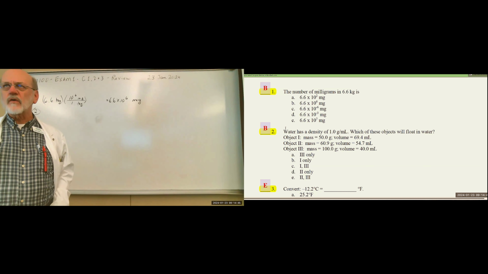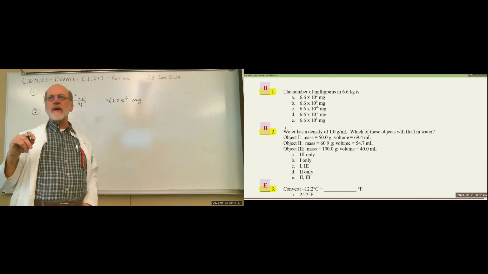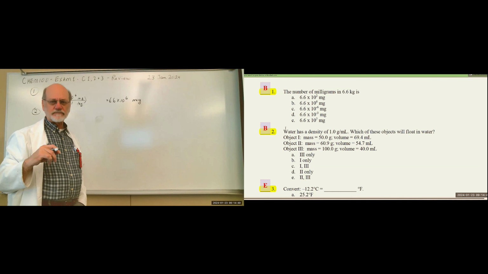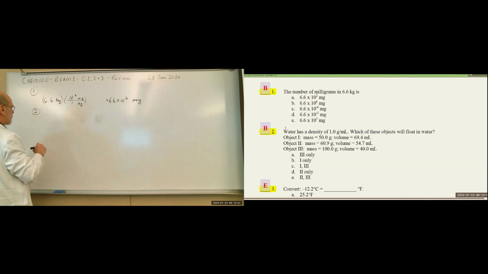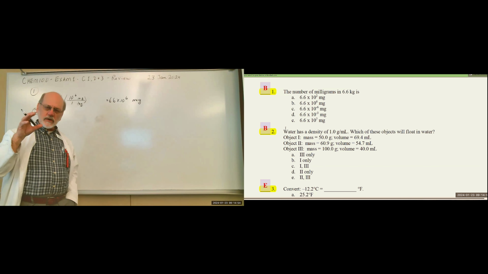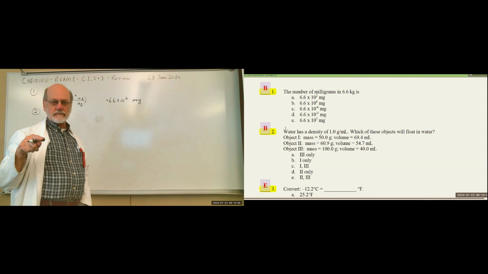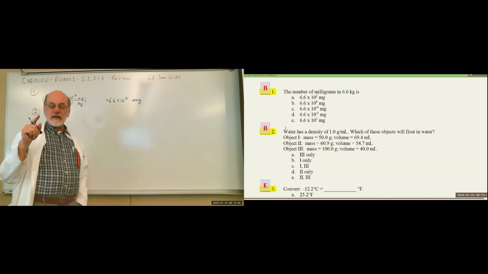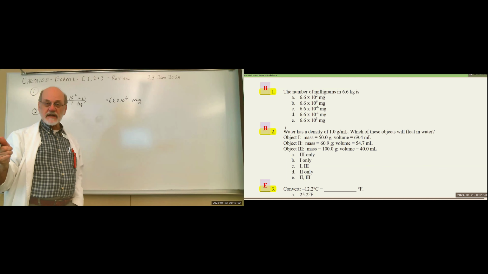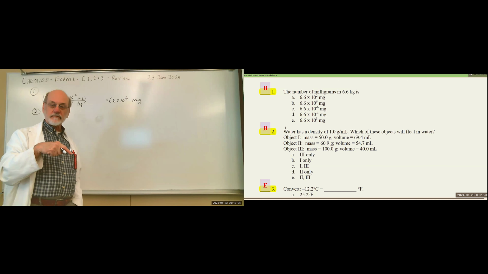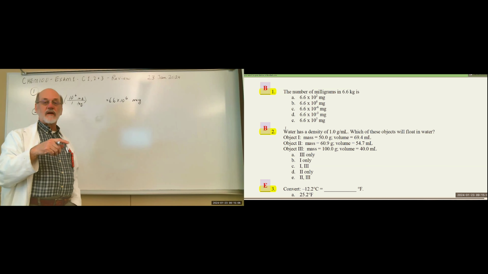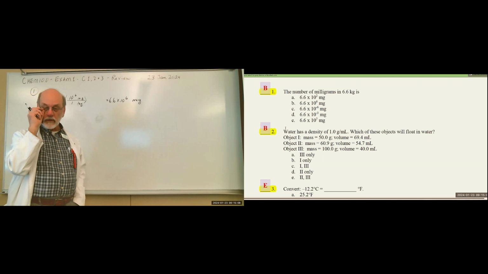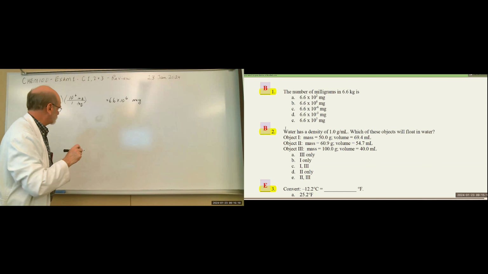Water has a density of 1 gram per milliliter. Which of these objects will float in water? All right. So what we want to do is determine the density of each one of these objects. And if the density is greater than water, it'll sink. If it's less than water, if it's less than 1, then it'll float. And we're looking for the one that'll float. Okay.